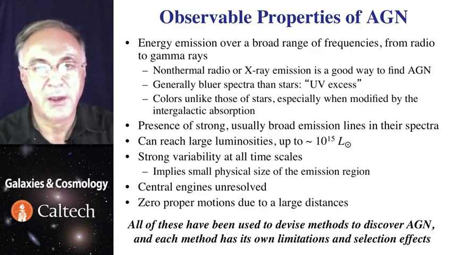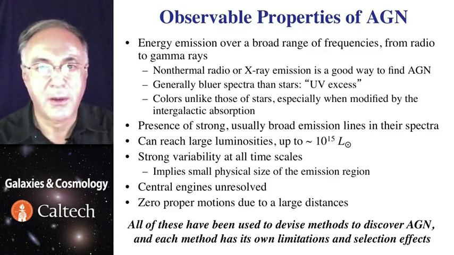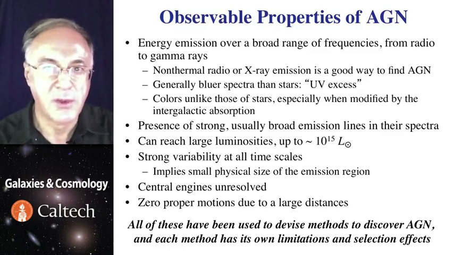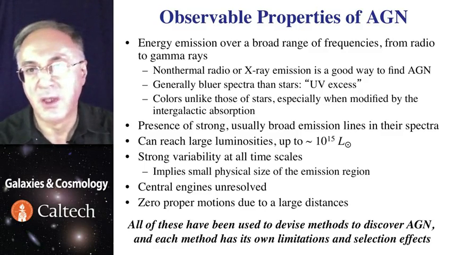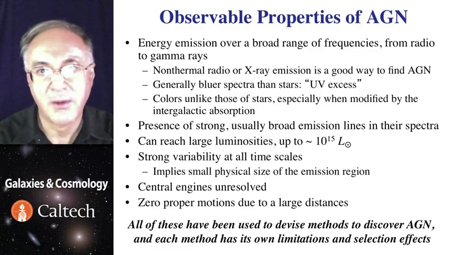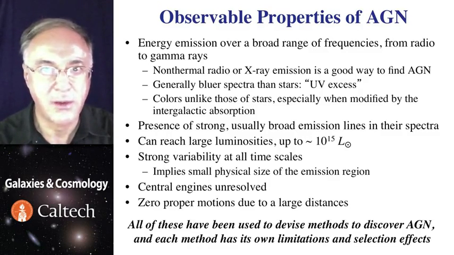So ultraviolet and hard X-rays are really good ways to find quasars, and stars generally do not emit much in these wavelength regions. Because of that, the colors of quasars, which would be logs of the flux ratios of different bandpasses, tend to be very different from those of stars, and that provides a means of finding them. This is also very useful when we look at very high redshifts, where the blue light in the rest frame is absorbed by the intergalactic hydrogen.